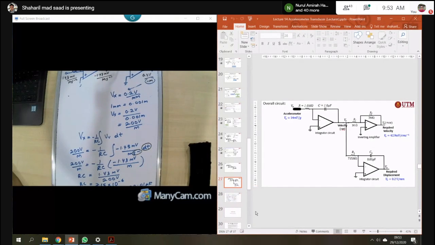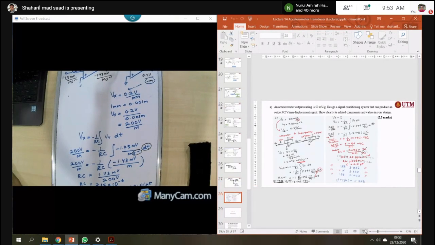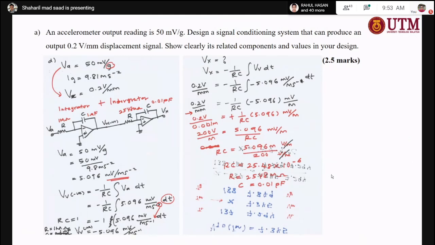Alright guys. Alright, the next example is the example that I got from the exam question, the previous one. So this one gives you the accelerometer reading, 50 millivolt per G. Design a signal conditioning system that can produce an output of 0.2 volt per millimeter. So now it wants you to go from the acceleration to get the displacement. That means you need two integrators here, integrator 1 plus integrator 2.